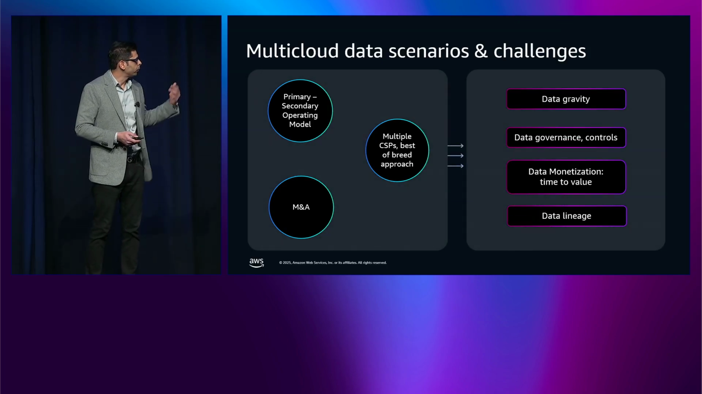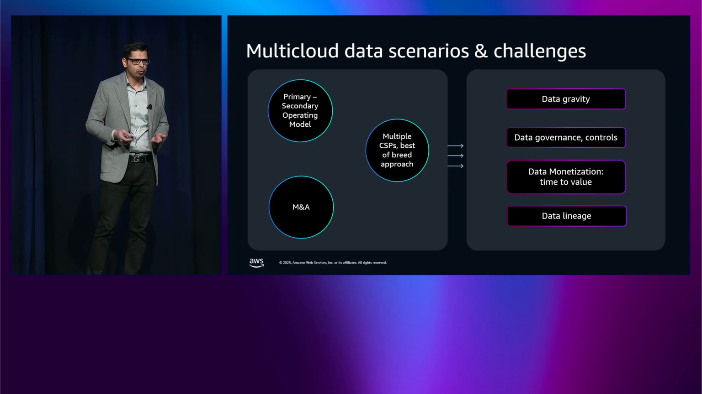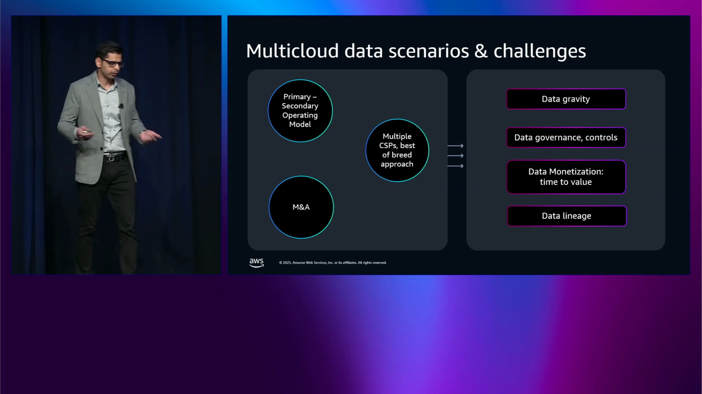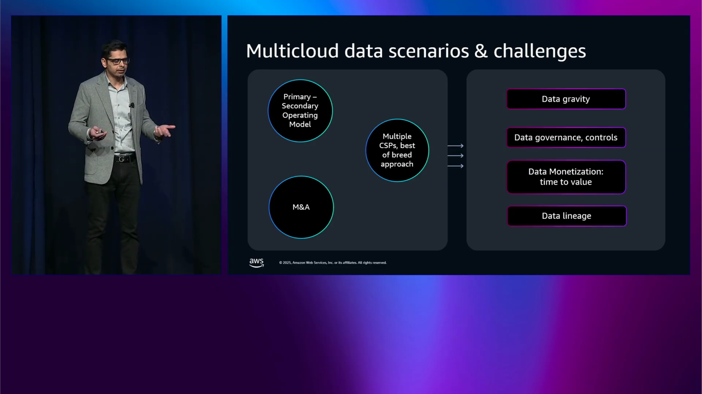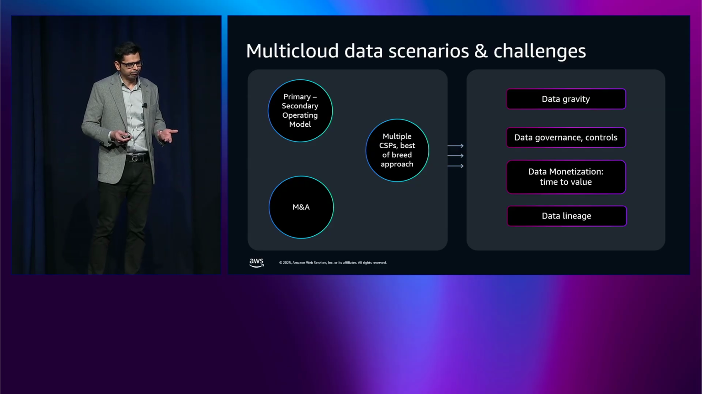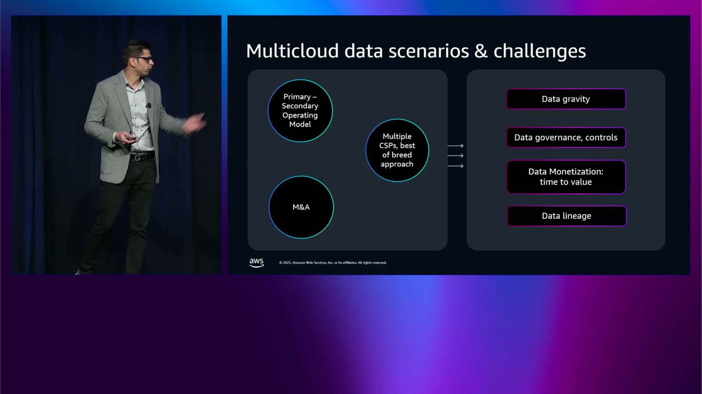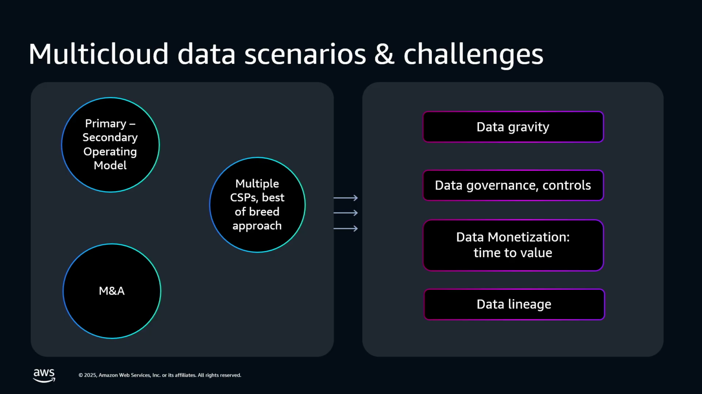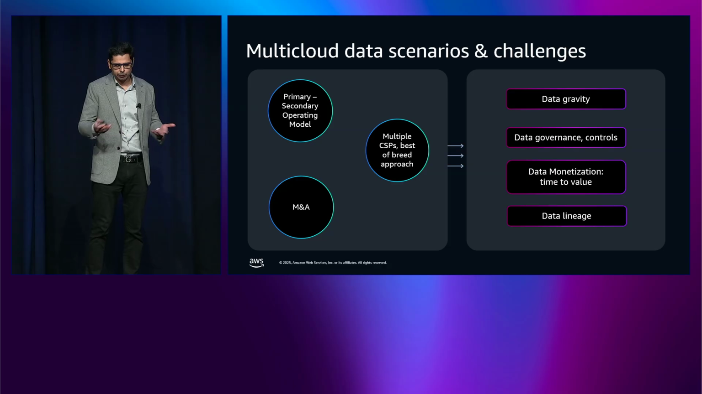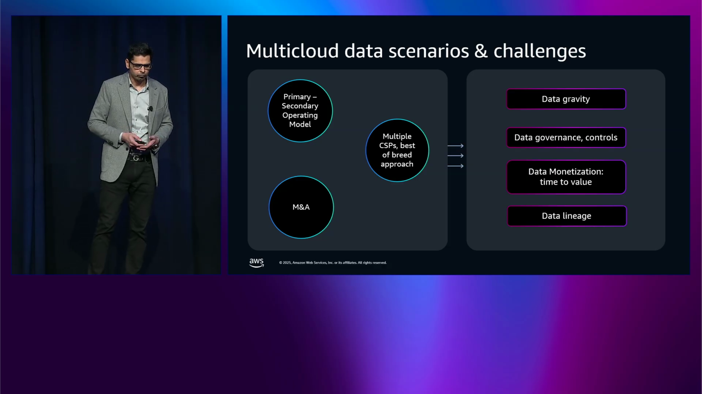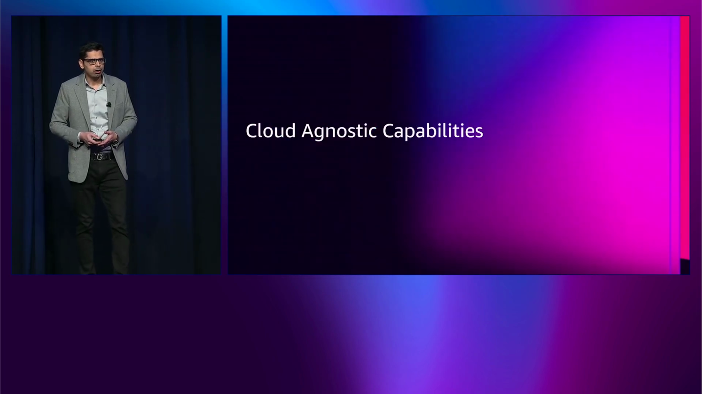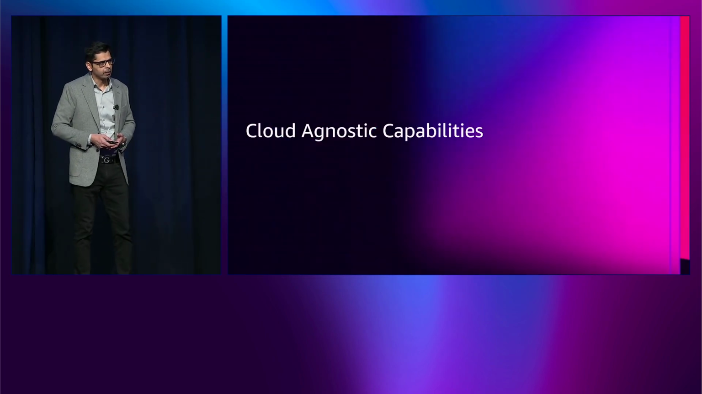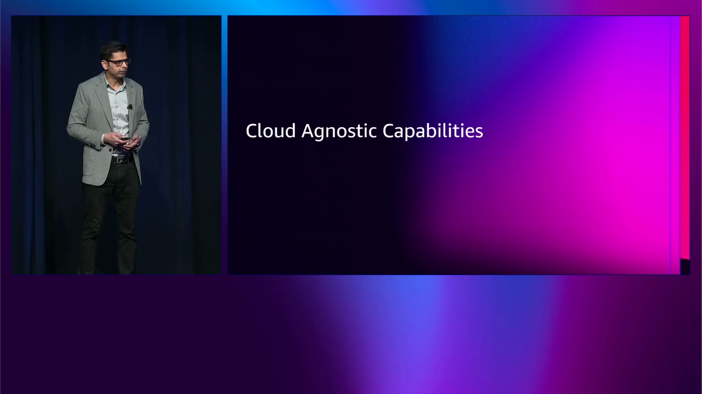So the scenarios which we talked about, there's no one-on-one relationship between the scenarios and the challenges. For example, mergers and acquisitions can be responsible for all these challenges which you see on your right side, like gravity, governance, etc. So there's really not one-on-one kind of a mapping between them. So any of these scenarios could give you the problems which are listed here. So let's talk about some of the capabilities on how to deal with these challenges.